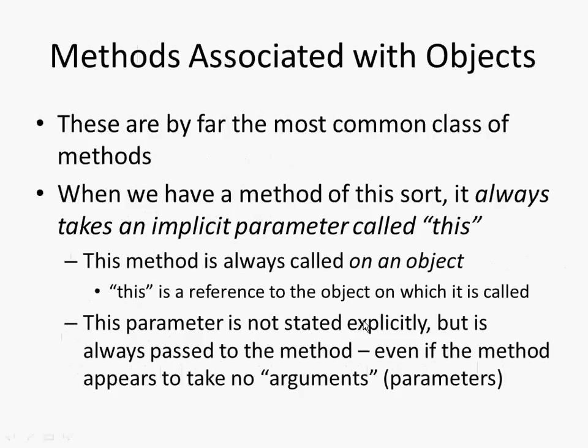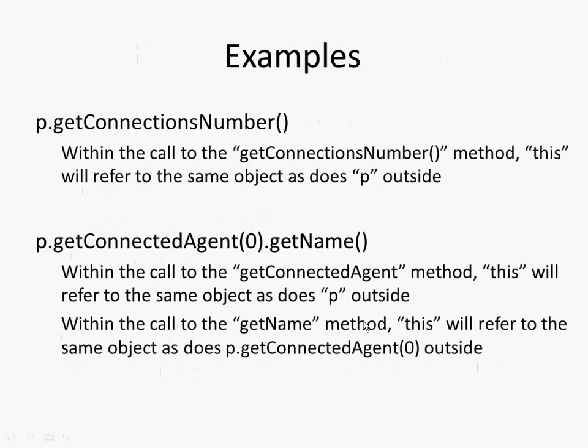How if we have p.getConnectedAgent.getName? Within the call to getName, what will this refer to? To what will this refer? So, sorry? The connected agent. Good, yeah, exactly. So within this call, this will refer to what? Whatever p refers to, right? Within this call. And that's going to return back this computation.